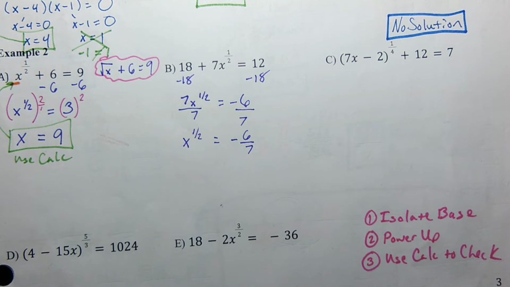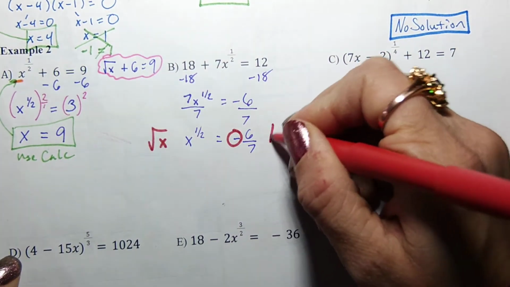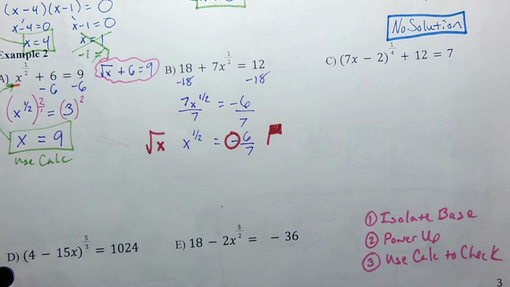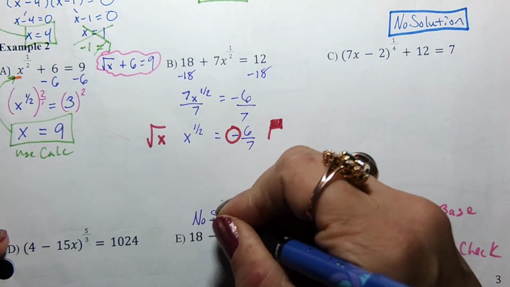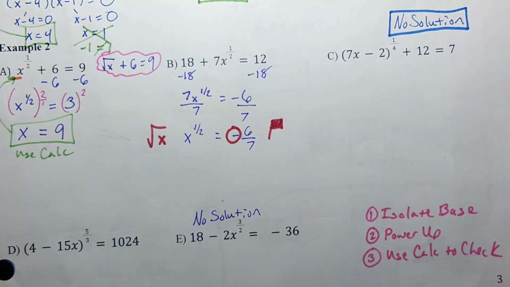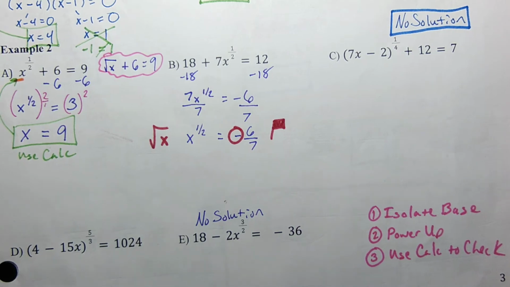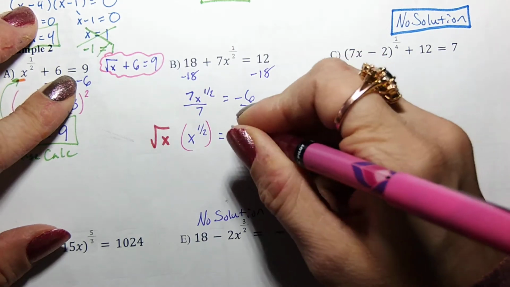So if x to the 1/2 is the square root of x, do we have any red flags on this problem? We do, because the square root of x is equal to a negative. So at this point, you actually wouldn't have to go any further, and you could just write no solution. But if we were to continue solving, what we would do is we would power up by what to make that 1/2 power into a 1? Power up by 2.